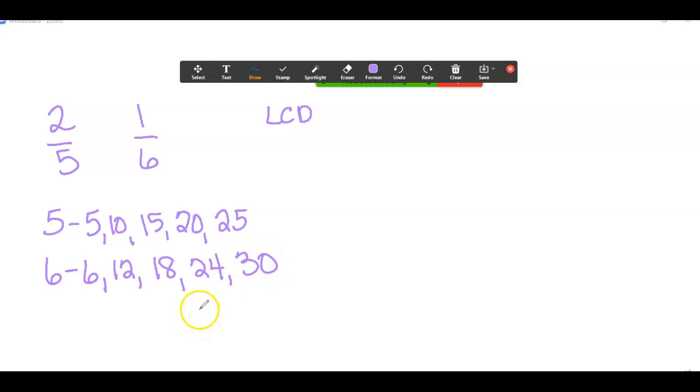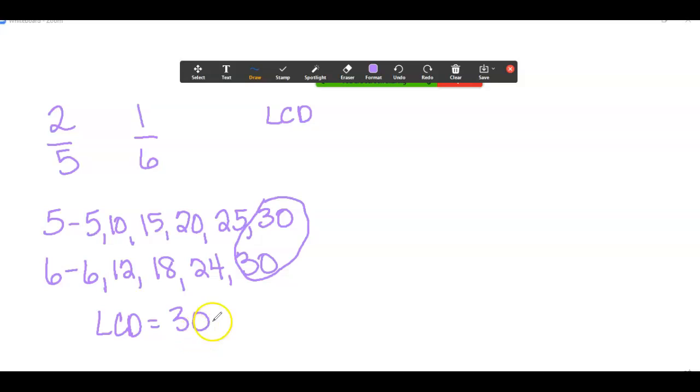Do you see a common denominator yet? I do not. However, if I go up here and I add one more to my list of 5s, now I have a common denominator. And since there's not another one in this list before 30 that's common, that is my LCD. So the LCD is 30.